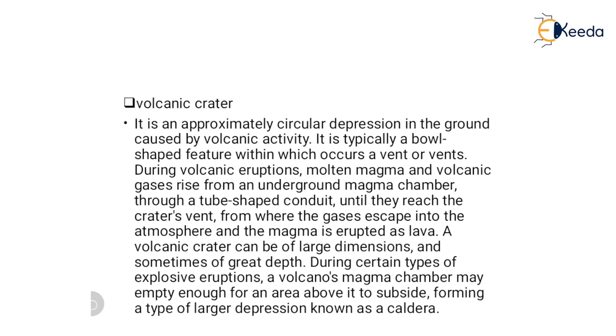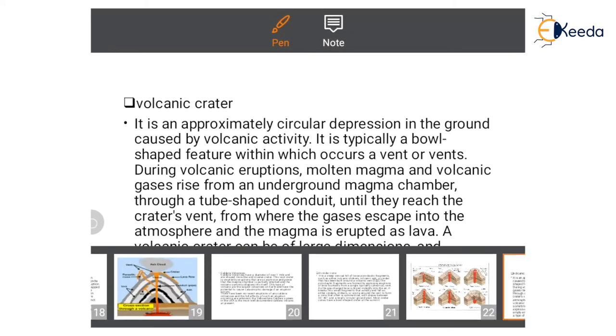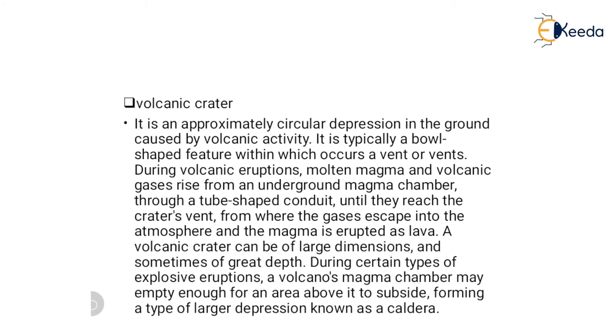Next point, volcanic crater. It is an approximately circular depression in the ground caused by volcanic activity. It is typically a bowl-shaped feature within the vent. During a volcanic eruption, molten magma and volcanic gases rise from the underground magma chamber through a tube-shaped conduit until they reach the crater vent, from where the gases escape into the atmosphere and the magma is erupted as lava.